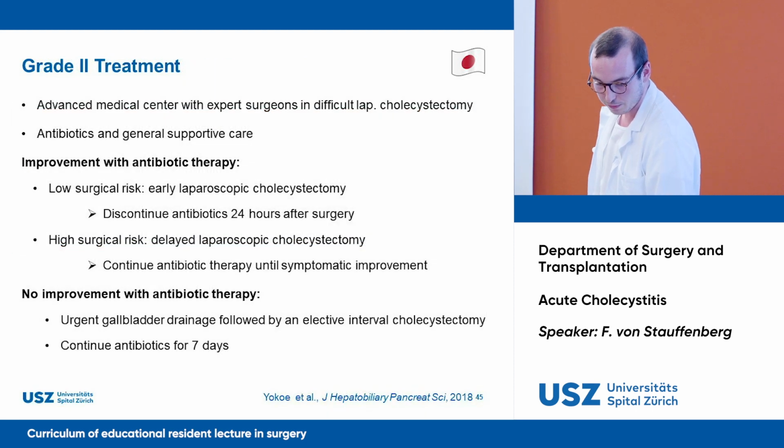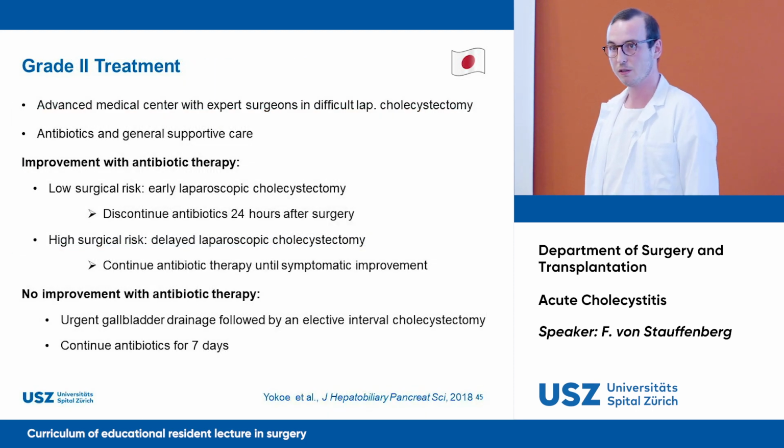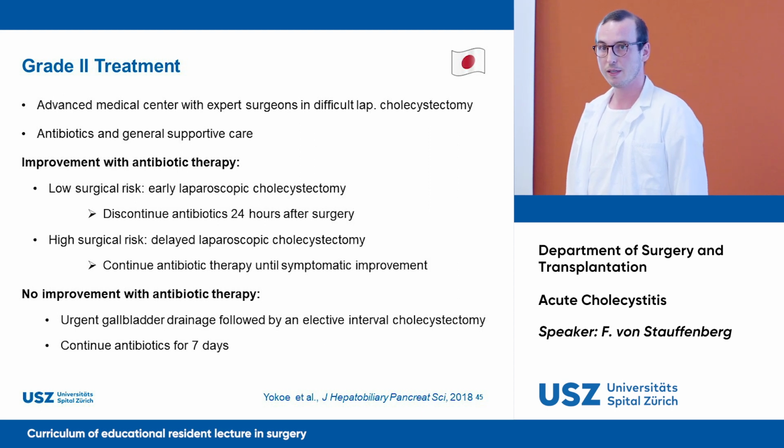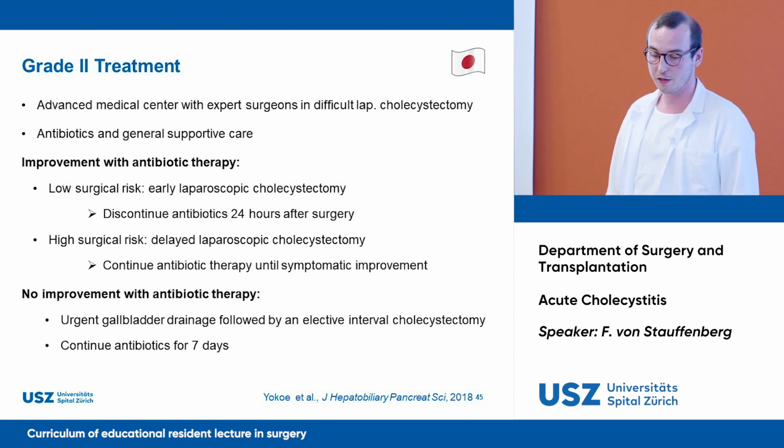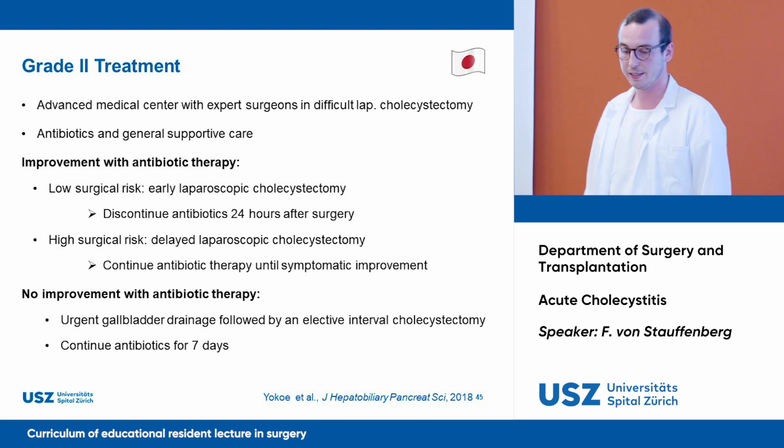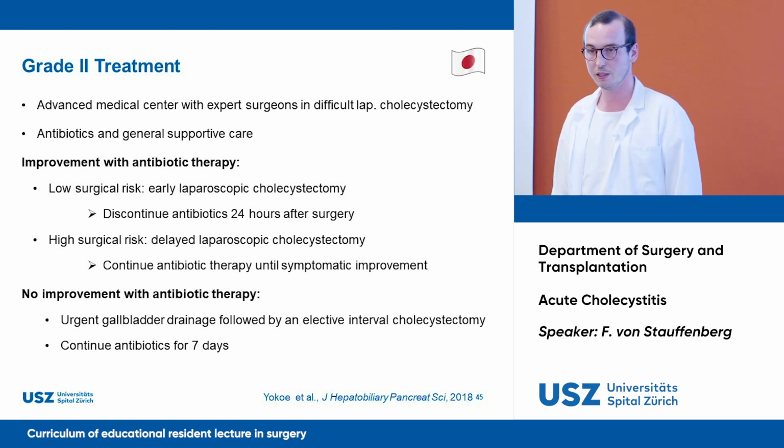In grade 2, where we have presence of at least one sign of severe gallbladder disease, treatment should be given in an advanced medical center with expert surgeons in difficult laparoscopic cholecystectomy. We should administer antibiotics preoperatively in any case, and if there's an improvement from the antibiotic therapy, in patients with low surgical risk, we should do early laparoscopic cholecystectomy and discontinue antibiotics 24 hours after surgery. In patients with high surgical risk, we should perform delayed laparoscopic cholecystectomy and continue initial antibiotics until symptomatic improvement.